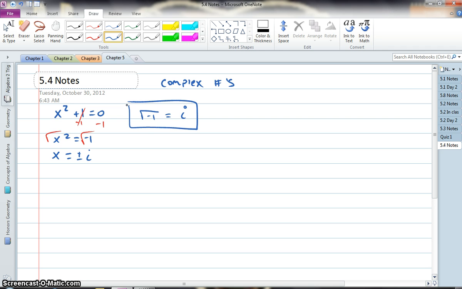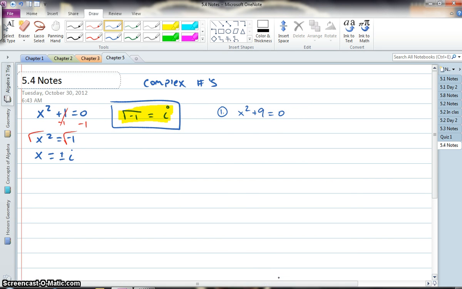Now, there's a lot of things that go along with this i value, but this is where we need to start. The square root of negative 1 is equal to i. And we'll learn how to deal with it and give some further explanations as we go along here. So let's say you're presented with a problem such as this. x squared plus 9 equals 0.